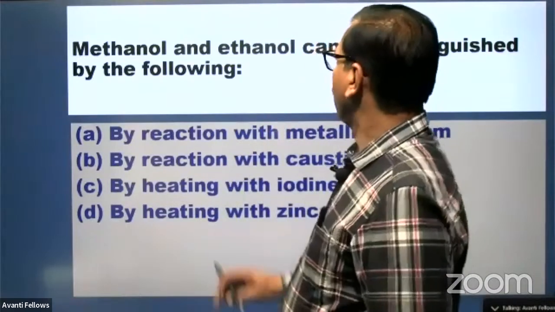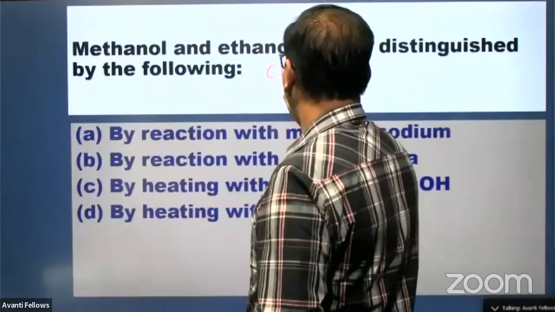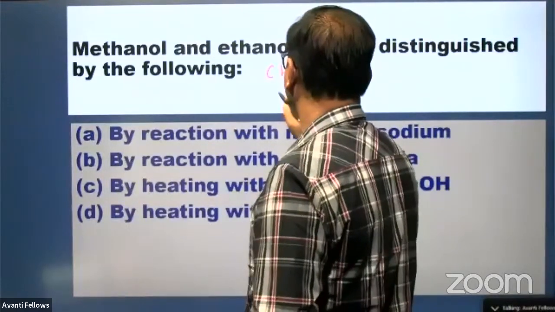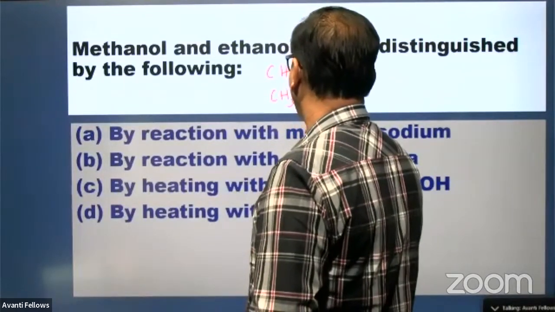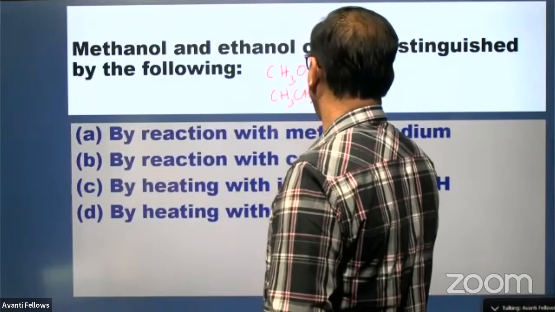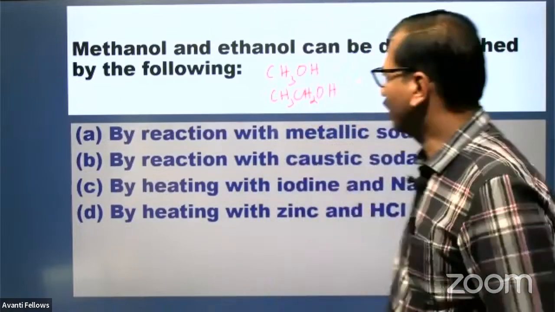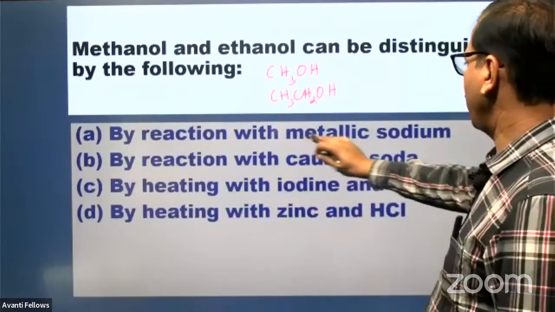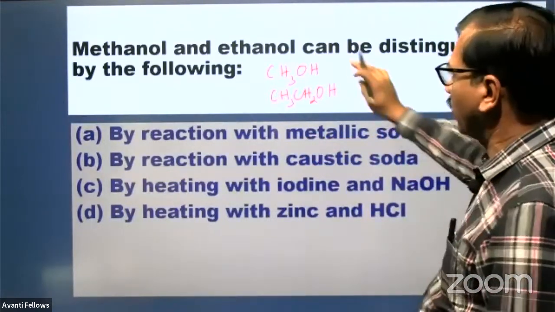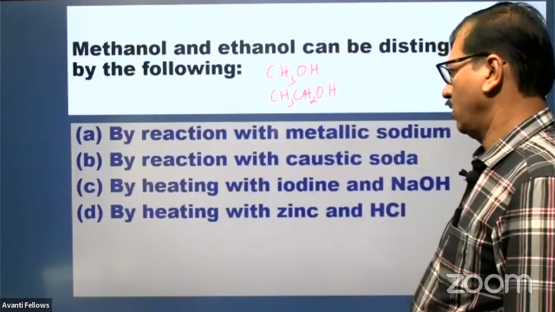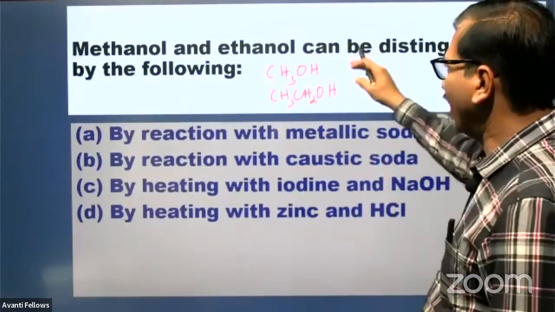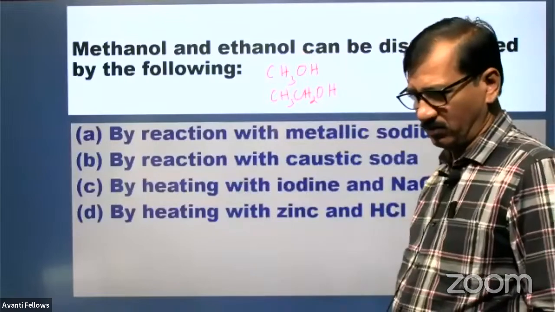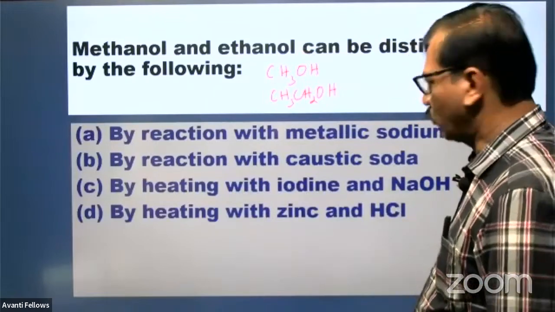Now, methanol and ethanol both are having OH, right? Methanol and ethanol both are having the alcoholic group, and reaction with metallic sodium is not the answer, because both will give hydrogen. By reaction with caustic soda, NaOH, both will not react. Therefore, it is not the thing to take up.